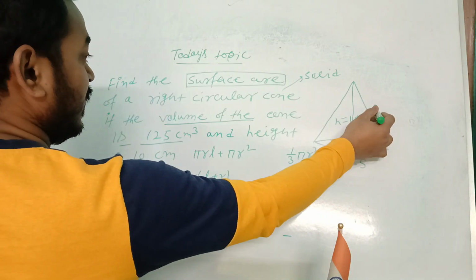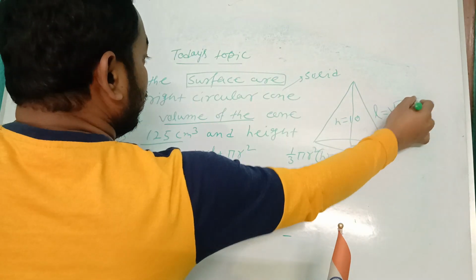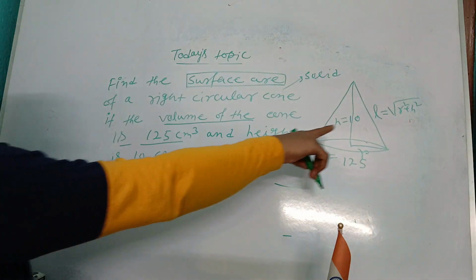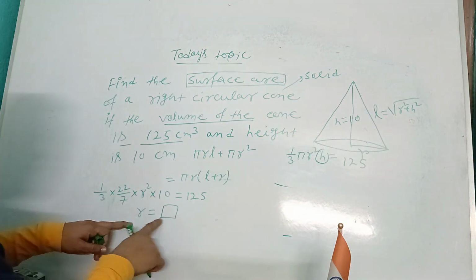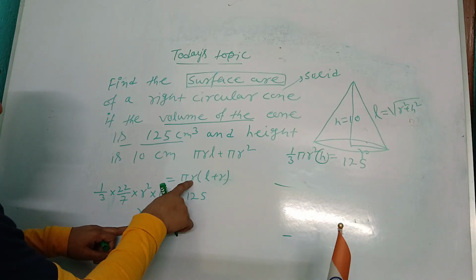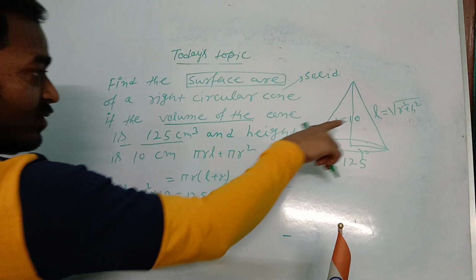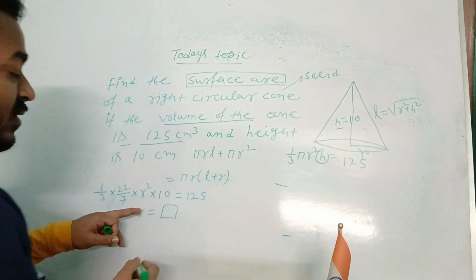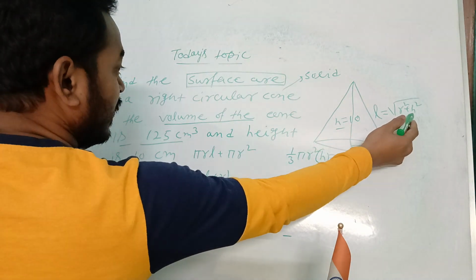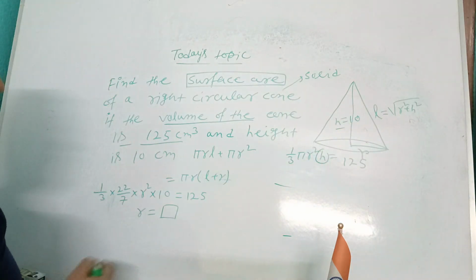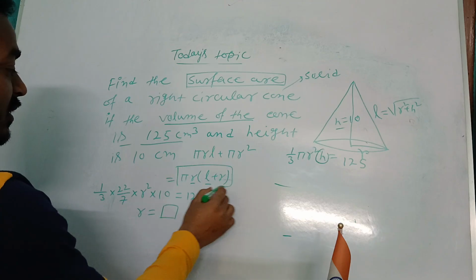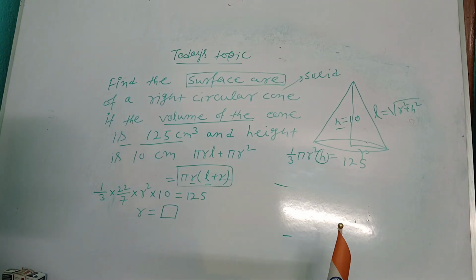Then what is the value of l? l equals under root r square plus h square. After knowing the value of r, put it here. h is 10, you will get the value of l, and then put the value of r and l here. So you can calculate the total surface area. So this is one of the examples.